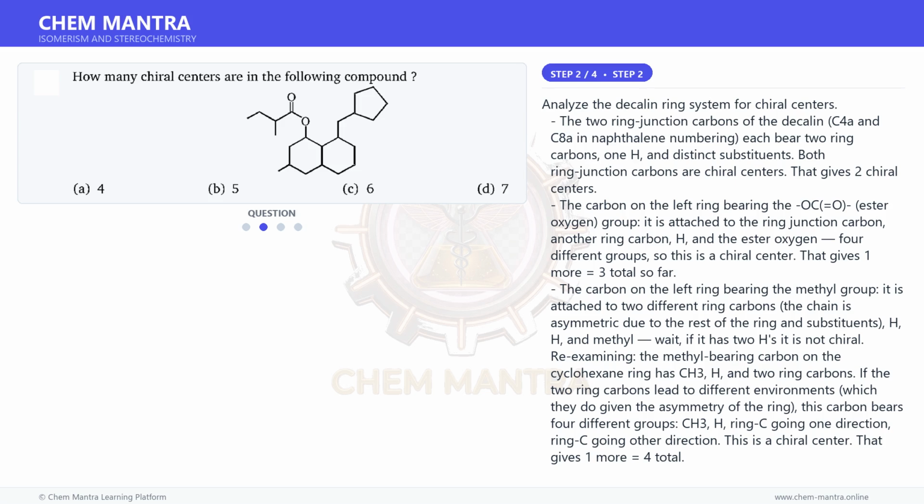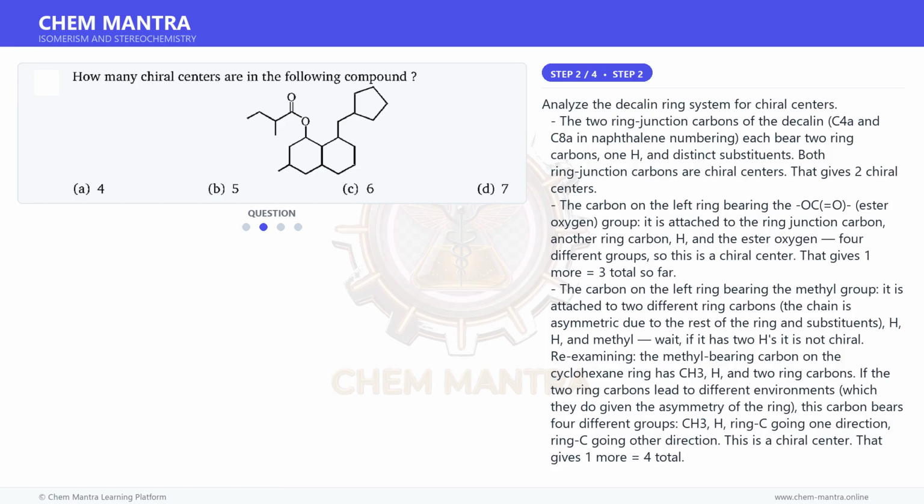Analyze the decalin ring system for chiral centers. The 2 ring junction carbons of the decalin, C4A and C8 in naphthalene numbering, each bear 2 ring carbons, 1 H, and distinct substituents. Both ring junction carbons are chiral centers. That gives 2 chiral centers.